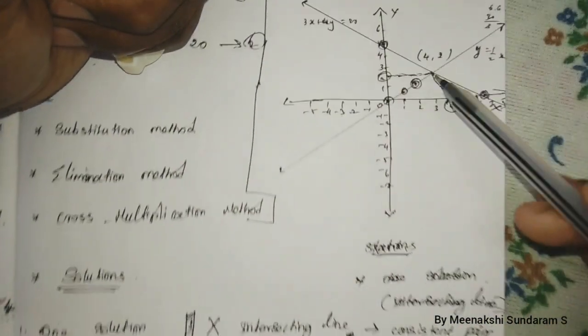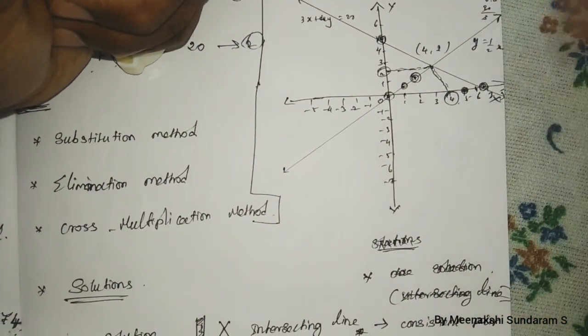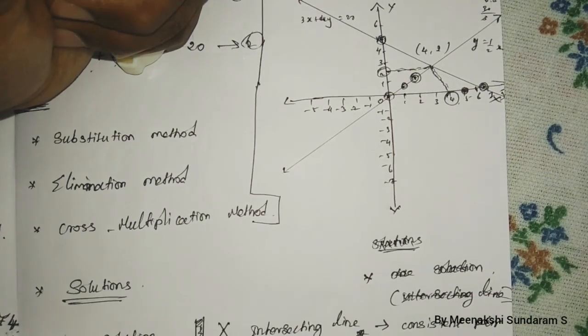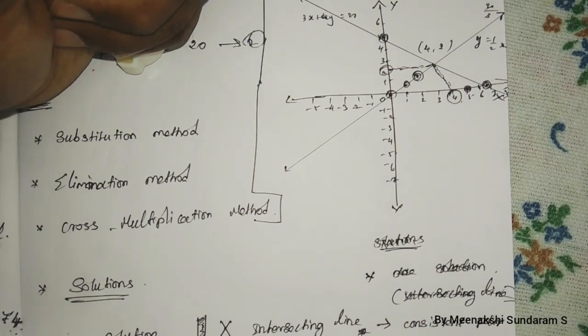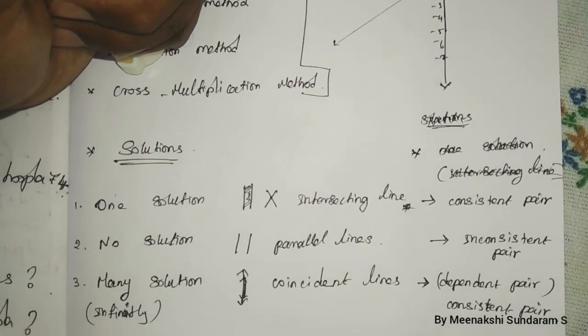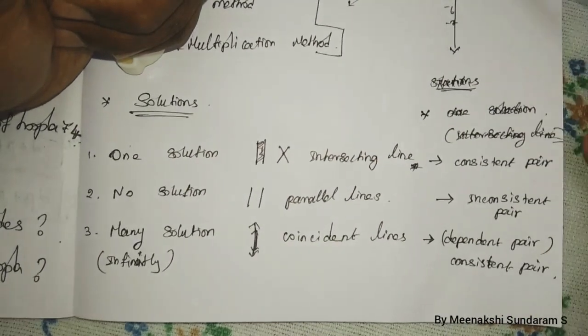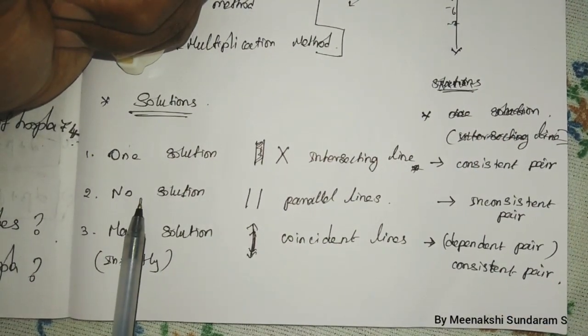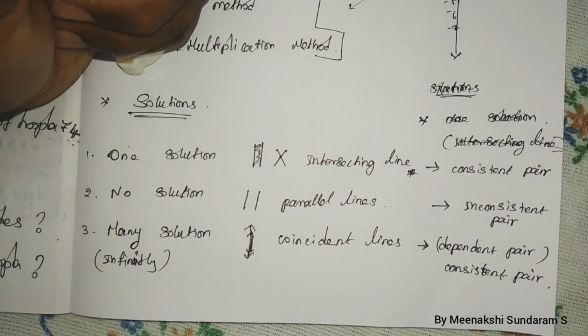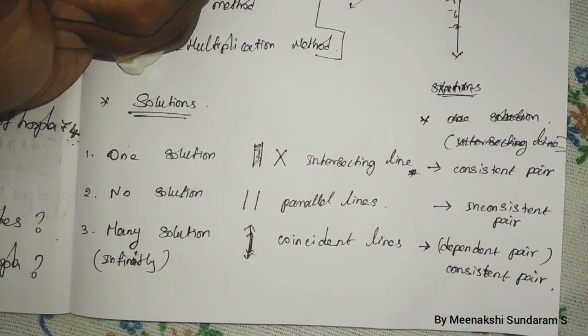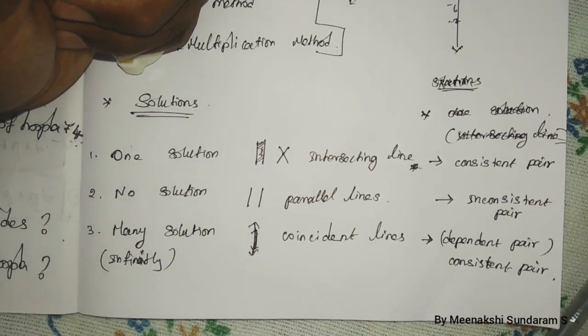Clear? Sometimes when we draw two lines, they will never intersect anywhere. So what kind of lines are those? They are called parallel lines, right? The two lines will not intersect anywhere. So geometrically, it is parallel lines, and algebraically, there is no solution. When the two lines intersect, only then is there a solution. Here there is no intersection, so there is no solution.